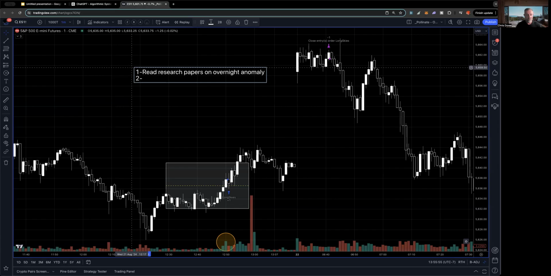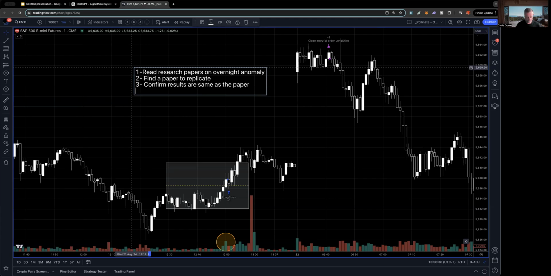Okay, two. Find a paper to replicate. Replicate it and confirm results are the same as the study paper. So in essence, what I'm going to do is go to Google Scholar or quant research, go find it, and then try to replicate it. If I replicate it and discover that there is an edge there, I'm going to say, okay, cool.